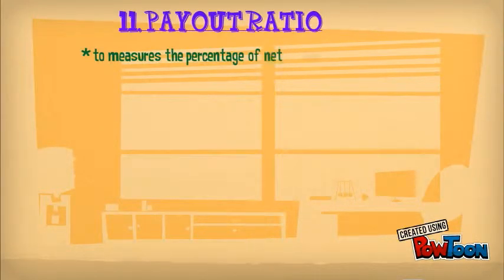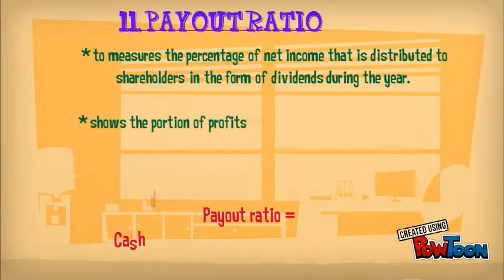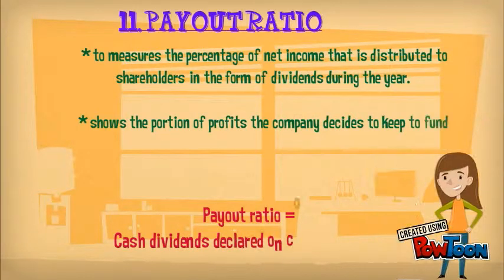The last one is payout ratio. Payout ratio equals cash dividends declared on common stock divided by net income, to measure the percentage of net income that is distributed to the shareholders in the form of dividends during the year.